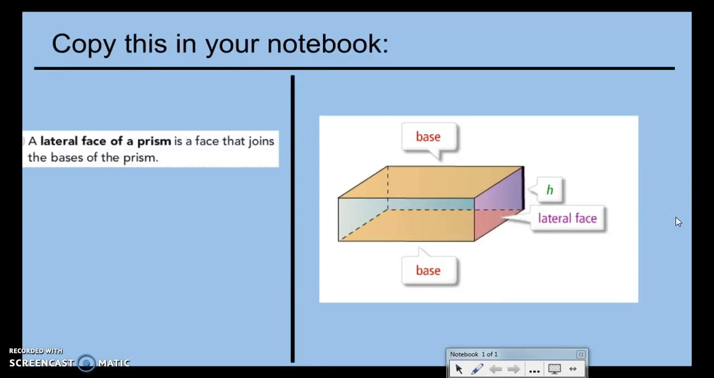The lateral face of a prism, let's look at this, is a face that joins the bases of the prism. So lateral face is basically the side faces. You see here how it's joining the bases of a prism.